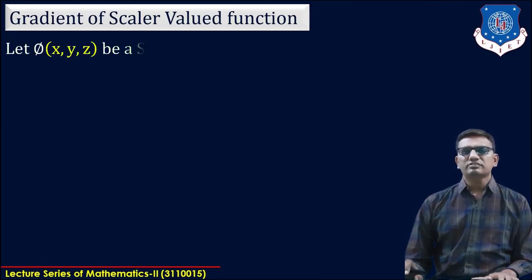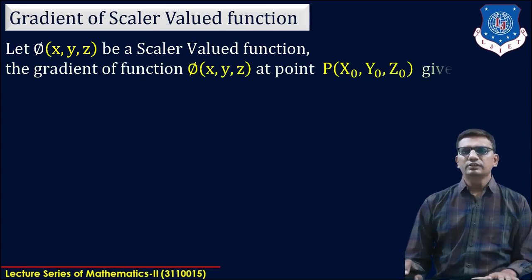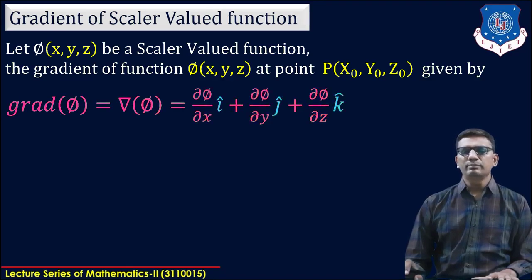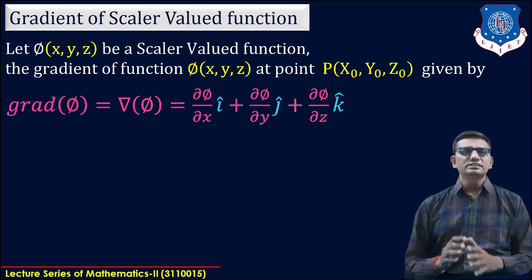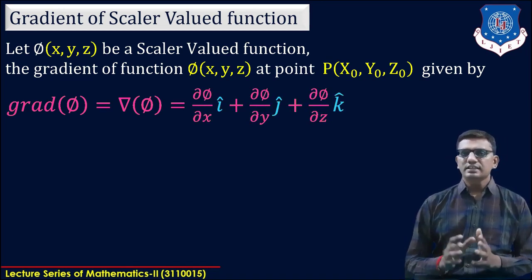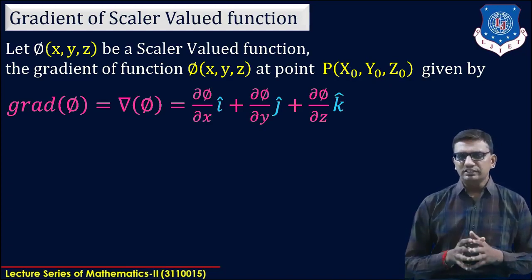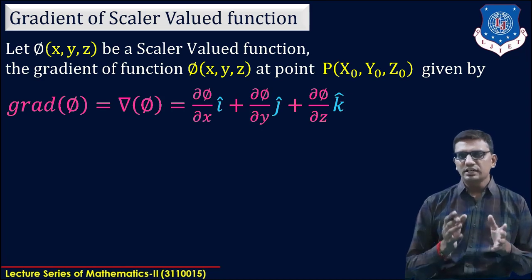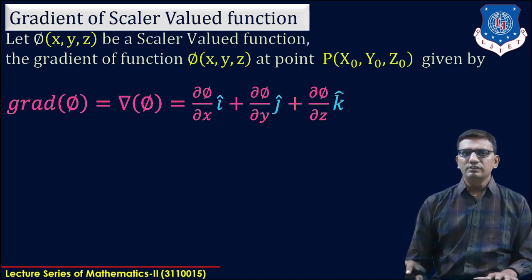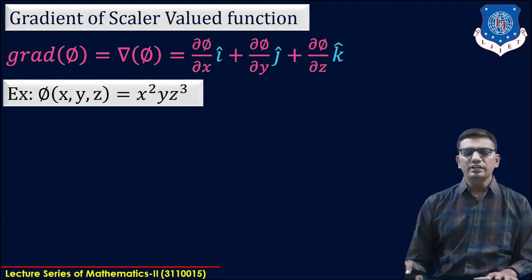Here phi of x, y, z be a scalar valued function from R cube to R, and the gradient of scalar valued function phi of x, y, z at a point x0, y0, z0 is given by gradient of phi is equal to nabla phi equal to del phi by del x i caret plus del phi by del y j caret plus del phi by del z k caret. After taking the gradient of a scalar valued function, we get a vector quantity which is known as the gradient of phi. Here we will see one example of gradient of phi.